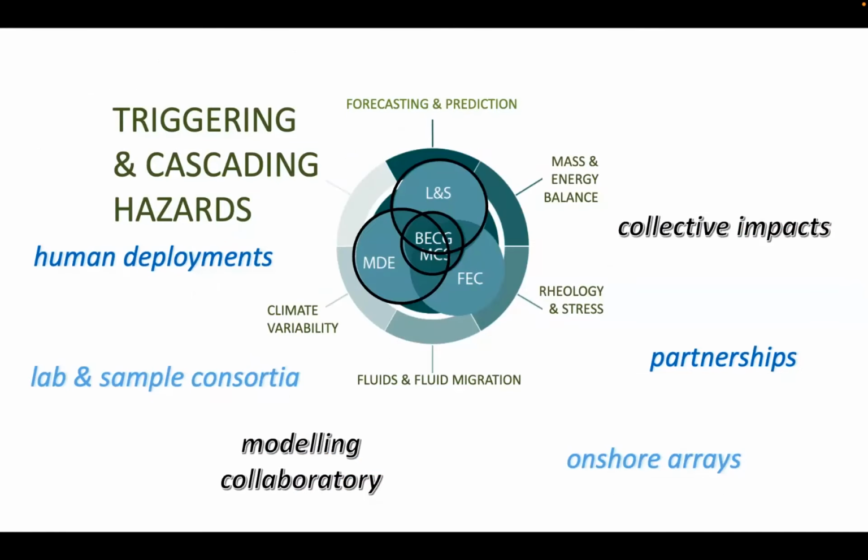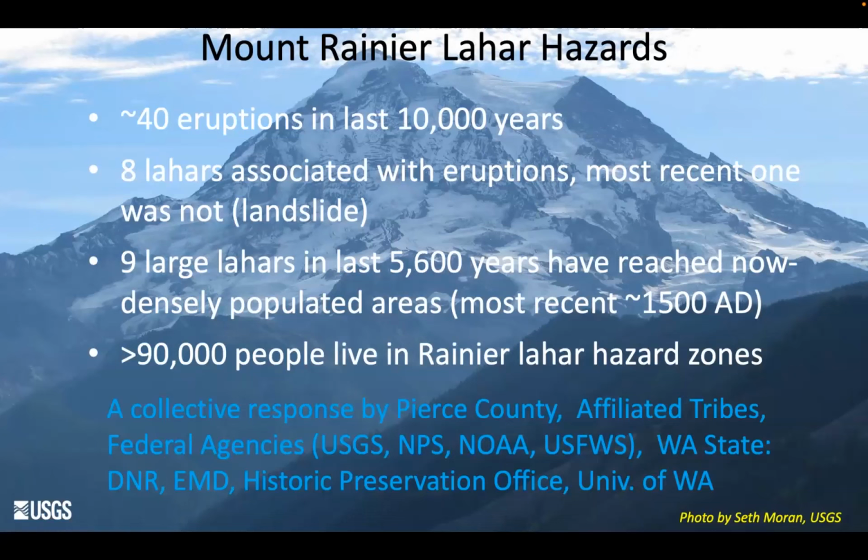Okay, so the next effort is focused on triggering and cascading, a cross-cutting theme on triggering and cascading hazards. And this brings us to volcanoes and land and seascapes. This is a picture of Mount Rainier. It has erupted 40 times in the last 10,000 years. Lahars are a really big issue on Rainier.